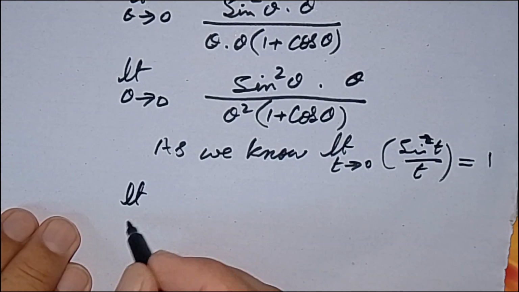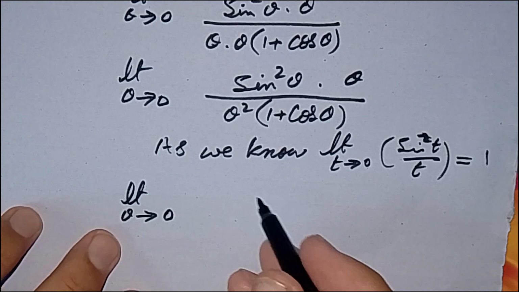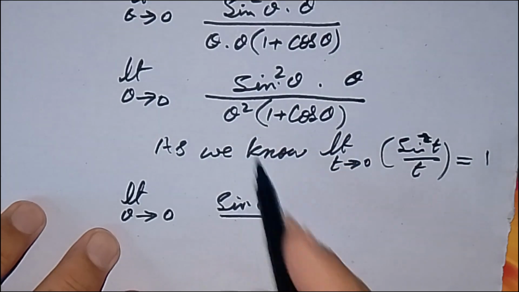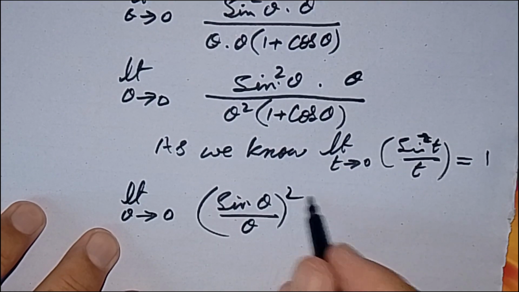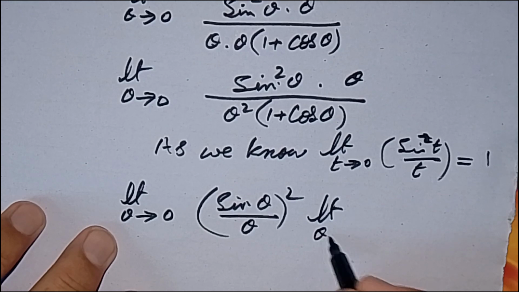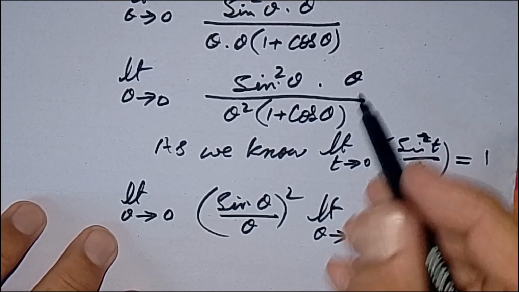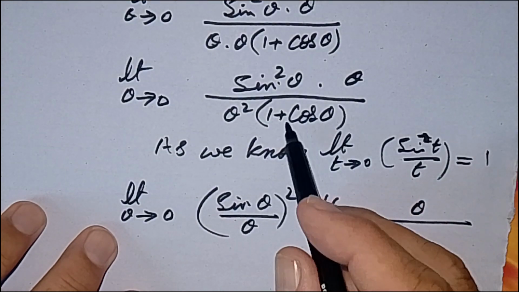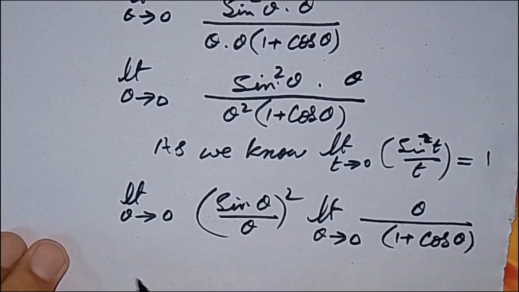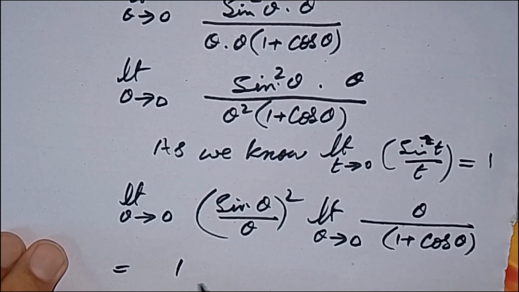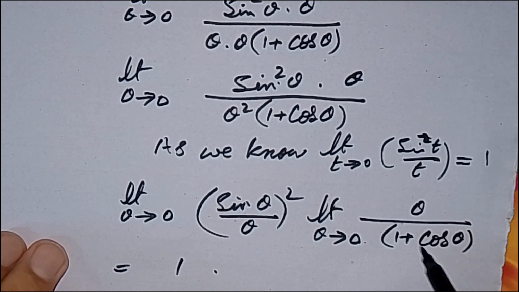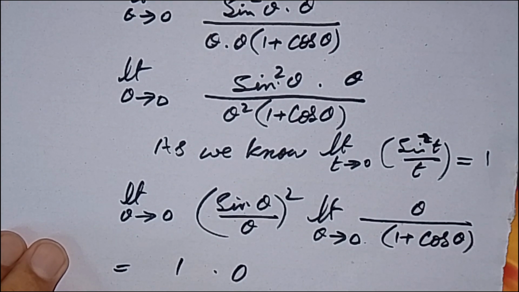Limit as theta tends to 0 of (sine theta over theta) whole square, because this is square and this is also square, into limit as theta tends to 0 of theta over (1 plus cos theta). This is equal to 1 into theta tends to 0. 0 divided by anything is equal to 0. Therefore, the answer is 0.